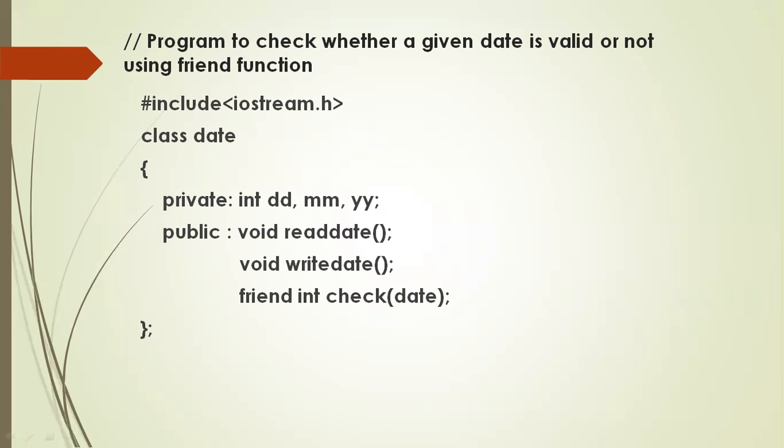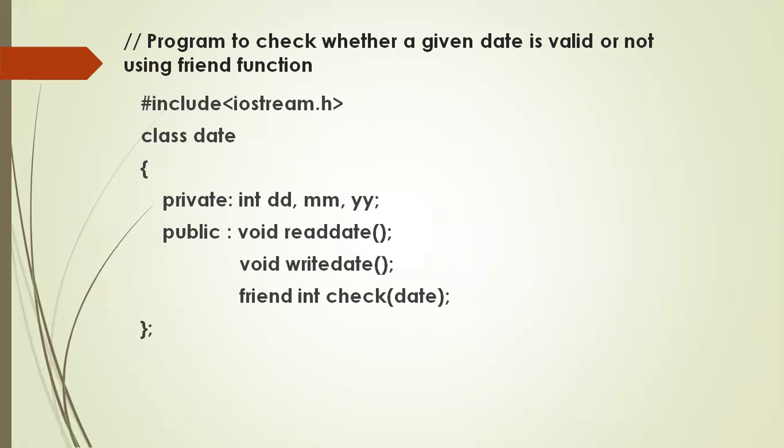Let us see how it works. Class date, private: int dd, mm, yy. So dd, mm, yy are the three private members of the class called date. All of them are integer type. Read date: the purpose is to accept the value for dd, mm, yy. Write date: that is to display the date in date format.